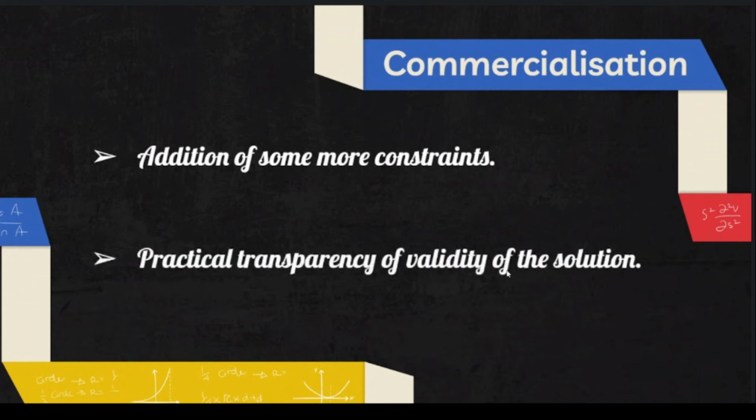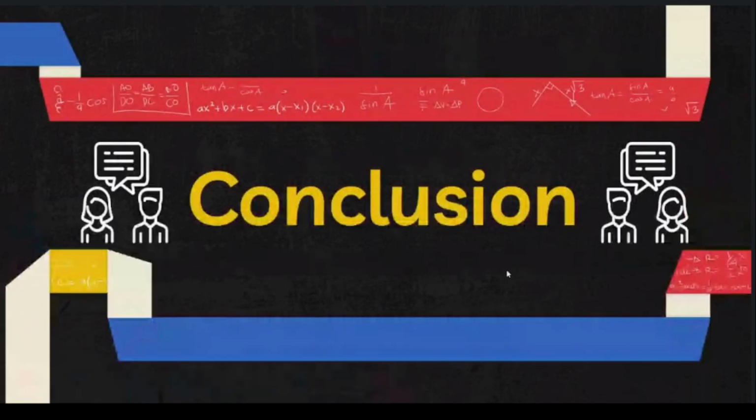The second point is practical transparency of validity of the solution. Yes, we might have derived a solution to curb this problem, but it might not always match the practical expectations. So a series of trials must be conducted and then, based on the efficiency of this solution, we may commercialize it. Finally, we bring you the conclusion of our presentation.